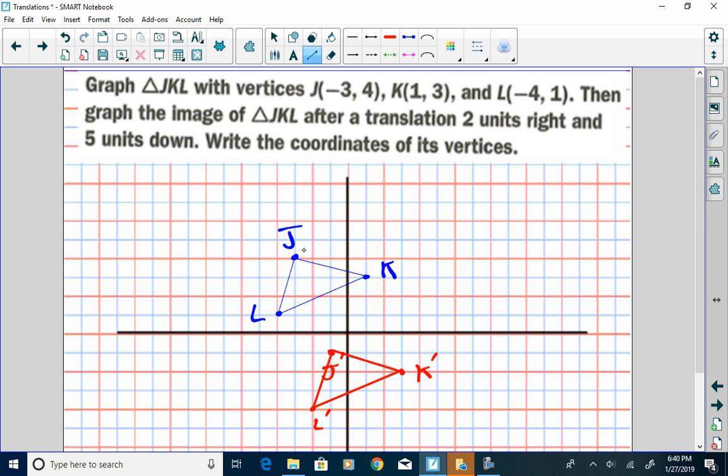So we translated each one of our individual points for J, K, and L, our pre-image. We translated each point 2 to the right, 5 units down. Point K, 2 to the right, 5 units down. Point L, 2 to the right, 5 units down to create our image.